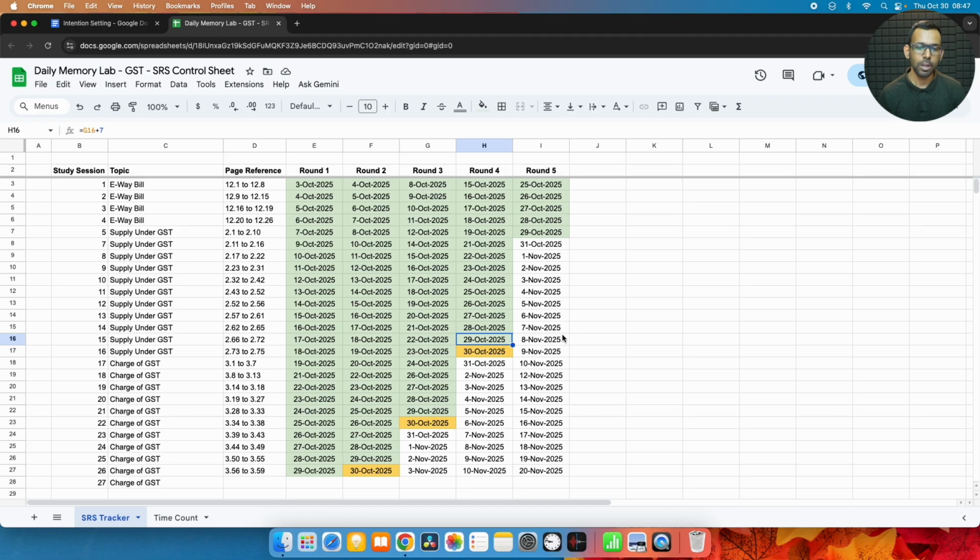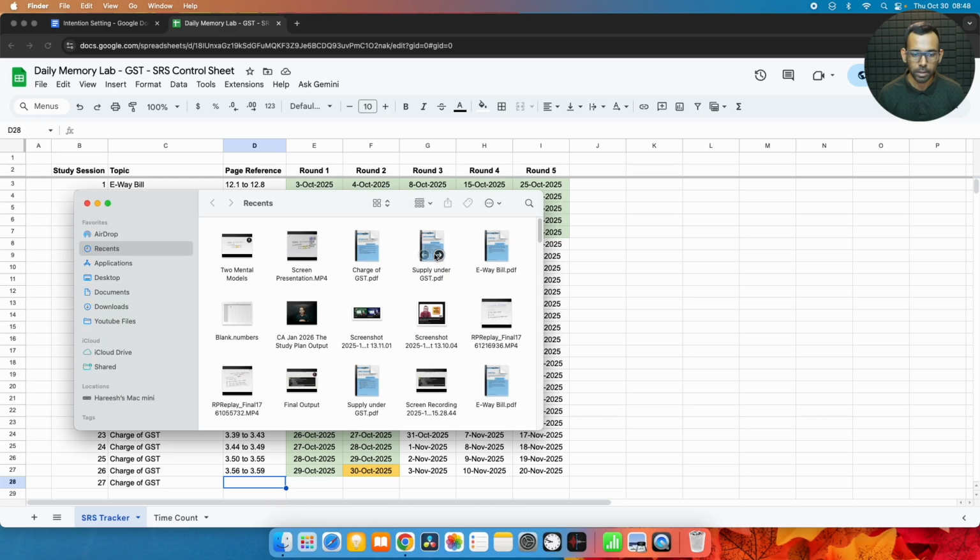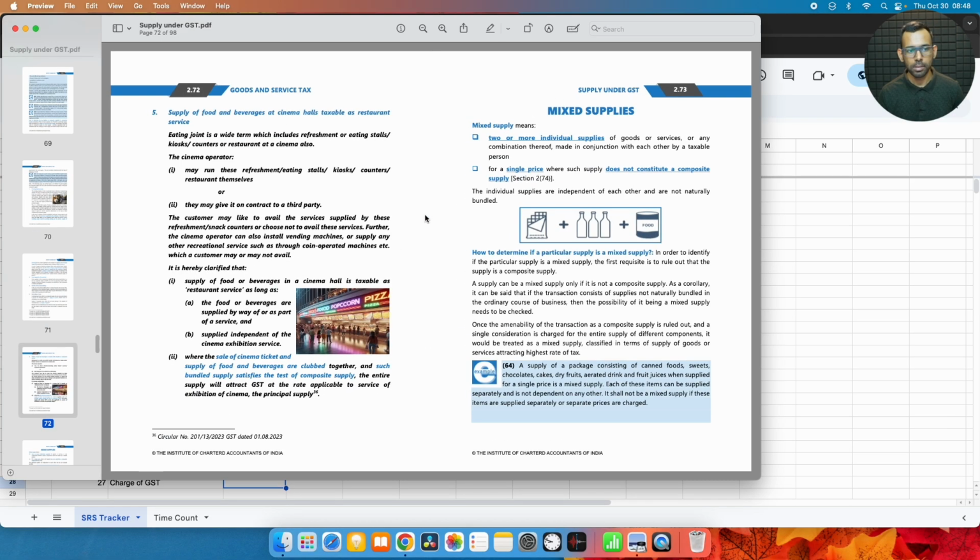In today's study session, let us talk about Supply Under GST, round 4. We will be completing the entire chapter, round 4, the last couple of pages, and then we will go to round 3 of charge of GST 3.34, and then we will go to round 2 of whatever we studied yesterday, and then we will study maybe around 6 to 7 new pages today. On that note, let us begin with the first target for the day, supply under GST, the last couple of pages.